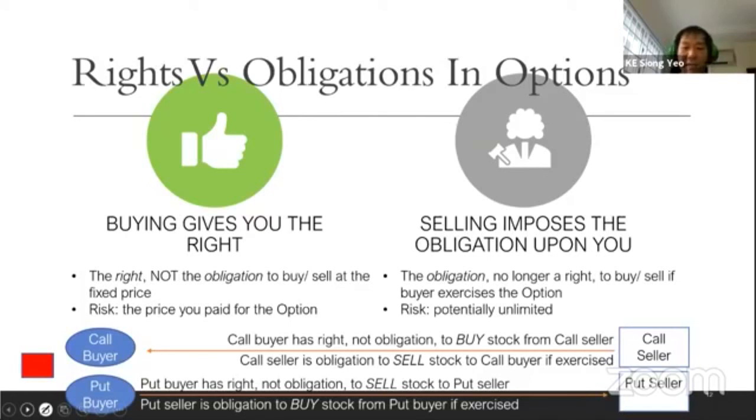So again, just as a recap, this last point spells out very clearly the rights and obligations of a put buyer and the put seller.